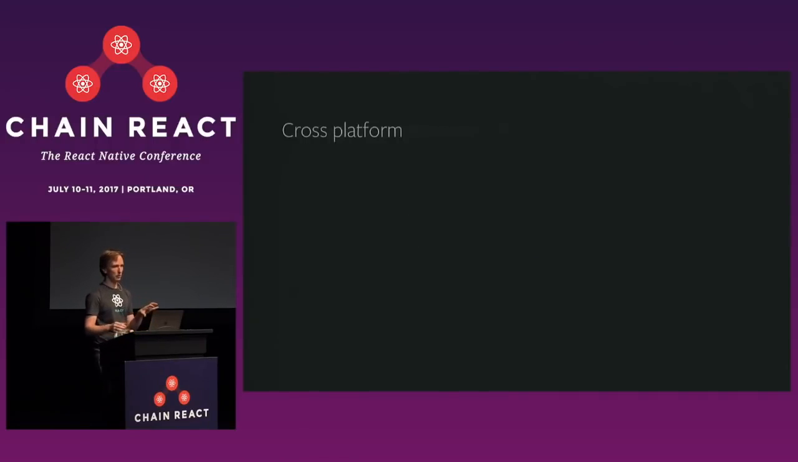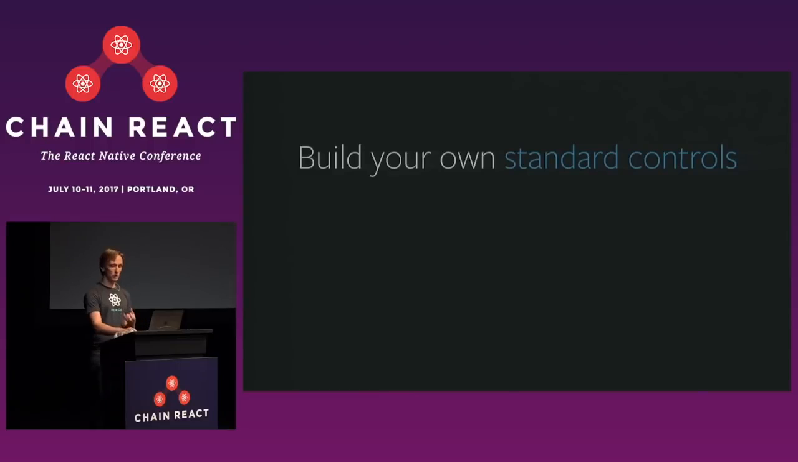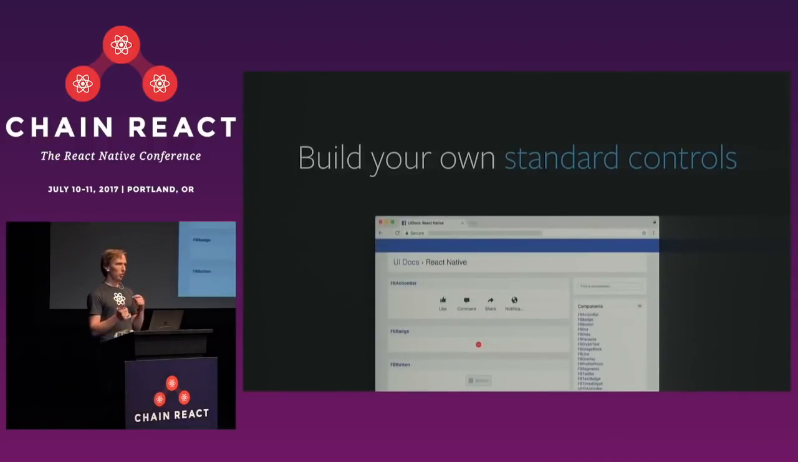Think about cross-platform, how this button looks on different platforms. What about disabled state, icons, fixed height and width, text wrapping, accessibility, and consistency with other controls? Those things are really hard to get right. So I would really recommend using or building your own standard controls. And for companies like Facebook, Airbnb, and others, we already built our own libraries of components that other people use.